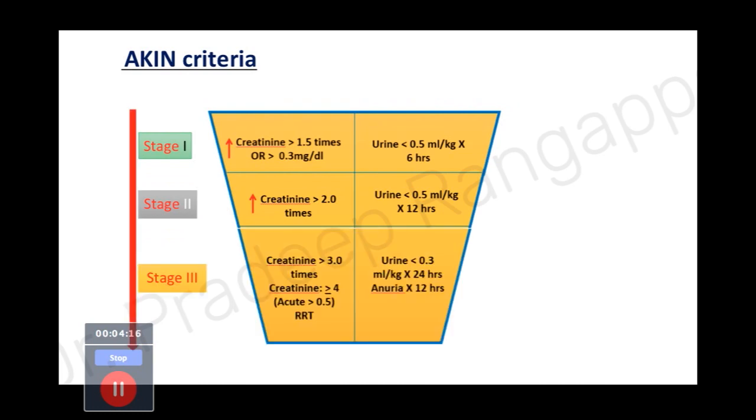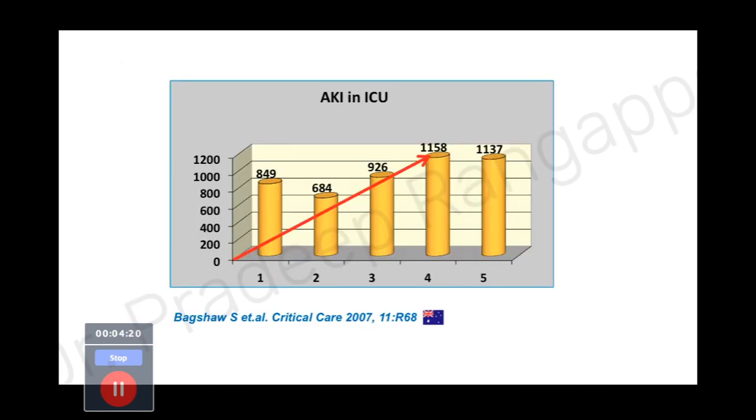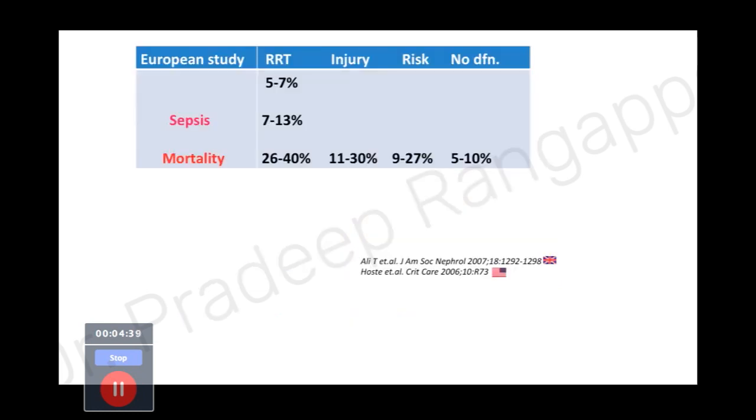So both are pretty much similar, and AKIN is easier for us to use. So what is the risk of AKI in ICU? What has been increasingly found, if you look at the global statistics, this is an Australian paper, is that the risk of AKI in ICU has been steadily increasing because of the elderly population with a lot more comorbid conditions getting admitted to ICU.